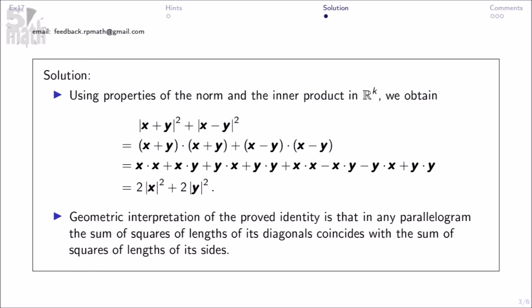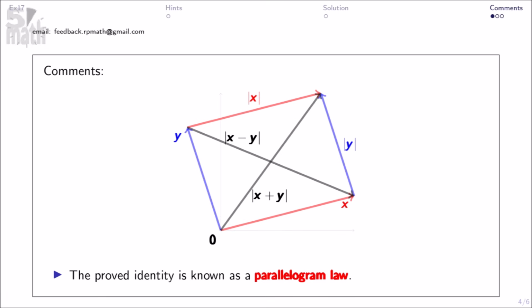Geometric interpretation of the proved identity is that in any parallelogram, the sum of the squares of lengths of its diagonals coincides with the sum of squares of lengths of its sides. Comments. The proved identity is known as the parallelogram law.